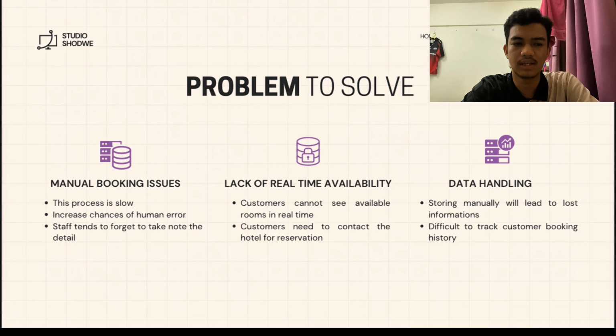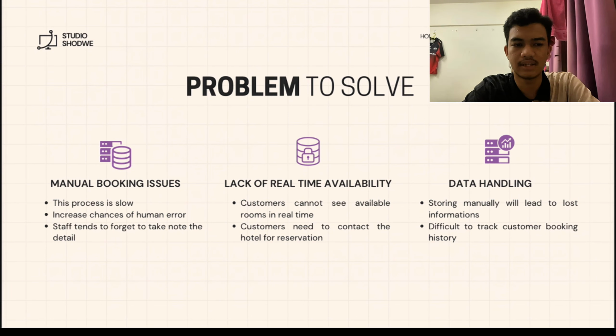Next, we have a lack of real-time availability. Customers cannot check room availability instantly. They need to call or message the hotel to make a booking. They also have to wait for our confirmation, which can lead to frustration. This process is not convenient, as it may cause our customers to go elsewhere and find another hotel.